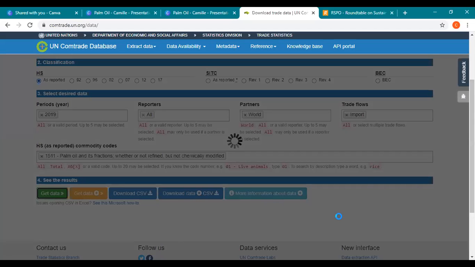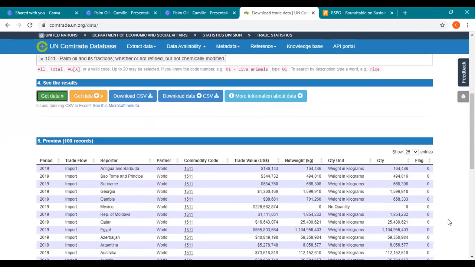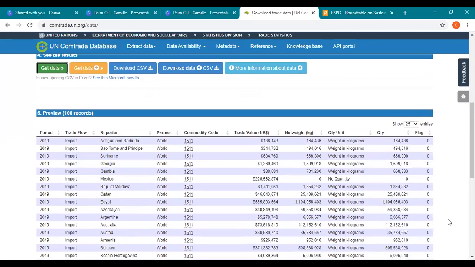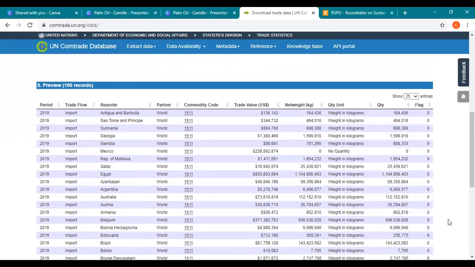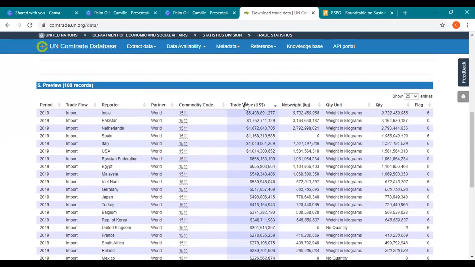And not just for palm oil, right? Yeah, you can search any commodity. If you're not a numbers person, just hang in there. But you could always use this as a source for classes or something too. So this is for the year 2019. You can go in and pick any year. And then, as we were talking about, India, Pakistan, and the Netherlands, and here's the USA in sixth.